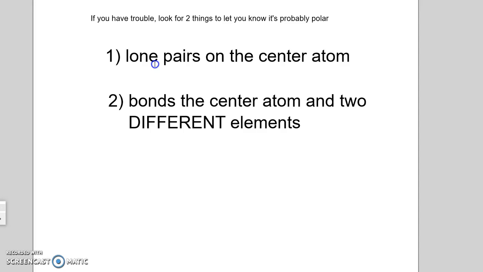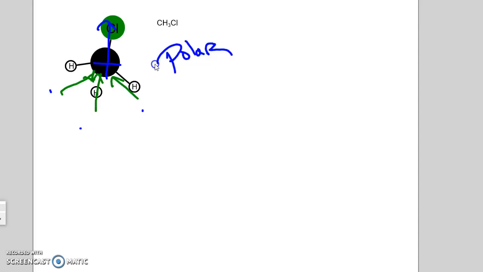If you have trouble figuring all this out, look for two things. Two things you can look for to let you know that it's probably polar. First, look for any lone pairs on the center atom. Second, look for bonds on the center atom between two different elements. You look back here, we have carbon in the middle that's bonded to hydrogen, but it's also bonded to chlorine, two different atoms, and that gives us a pretty good indication that it's probably going to be polar, which it is.